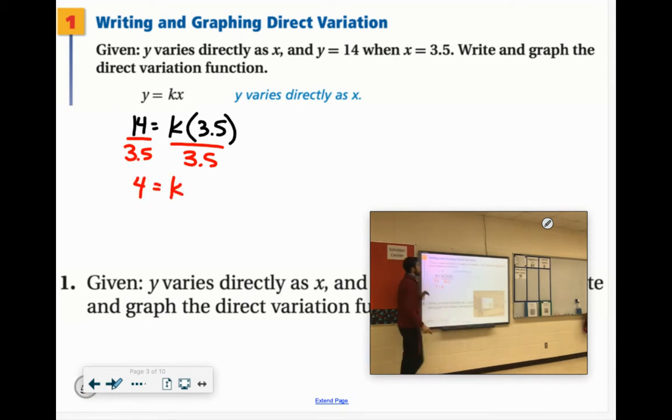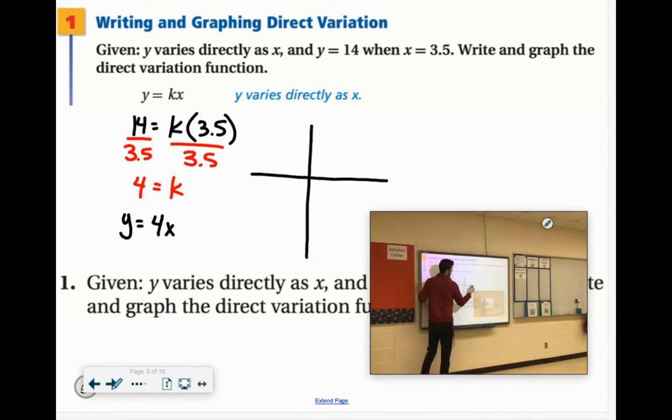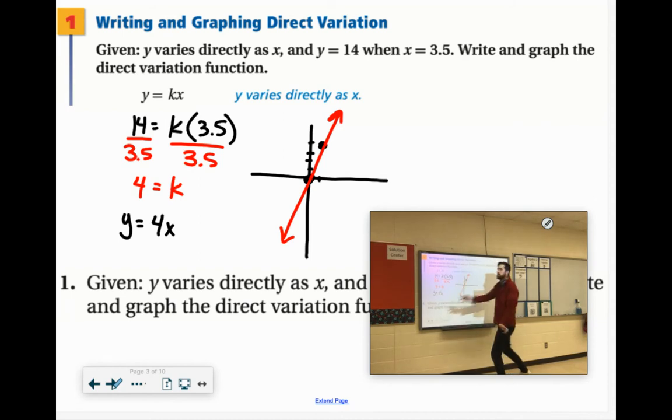Now if we drop that back into the original formula, y equals kx, we'll have y equals 4x. Now if you were to graph that, your y-intercept is 0, right? And you're going up 4 and to the right 1. 1, 2, 3, 4 over 1. So your graph might look something like that. A little something like that.